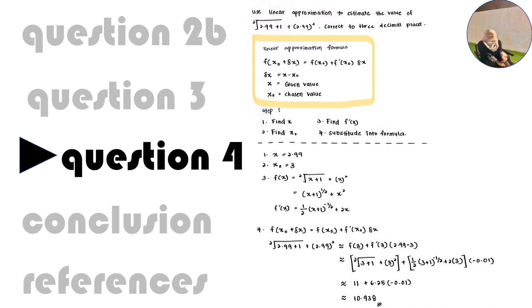Now, let's proceed to question 4, which is to estimate the value of square root of 2.99 plus 1 plus 2.99 squared by using linear approximation.